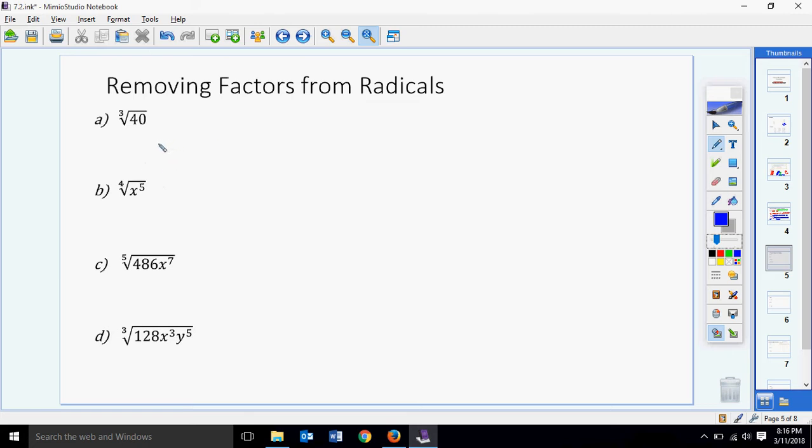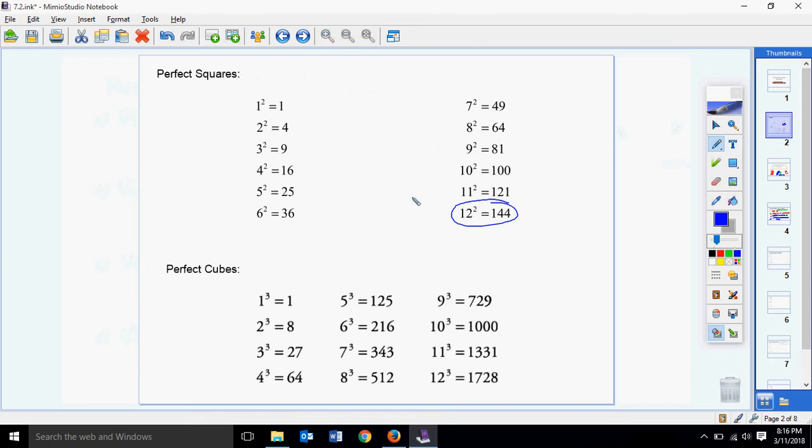More removing factors from radicals. So I have the cube root of 40. Obviously 40 is not a perfect cube and we don't want this to be a decimal answer. So what we need to do is break up 40 so that we can write it as a perfect cube underneath our radical. So let's think of the perfect cubes that are in 40. So if you go back up here and think about your perfect cubes, obviously anything 4, 5, 6, 7, 8, 9, 10, those are over 40, so we're not going to be looking at those. 27 I can't multiply by to get up to 40, but 8 I can.